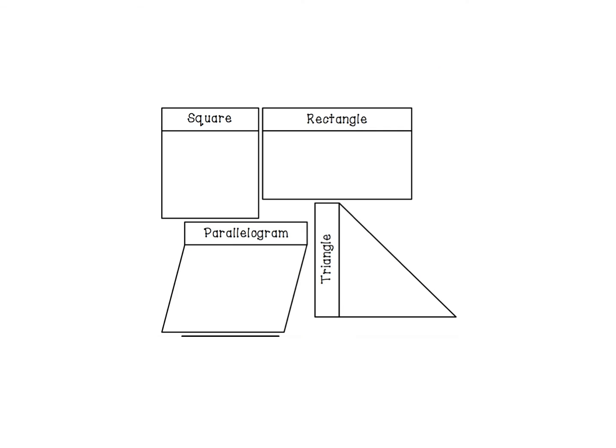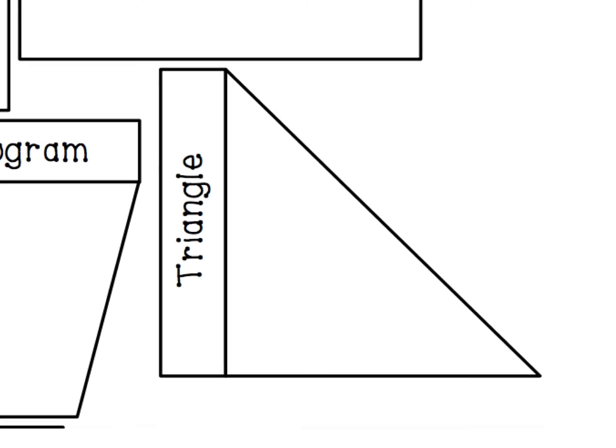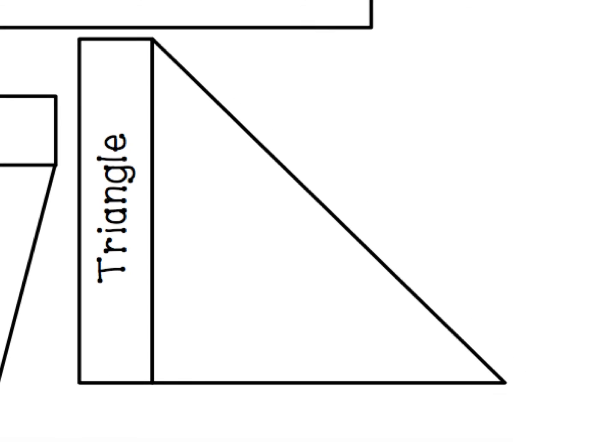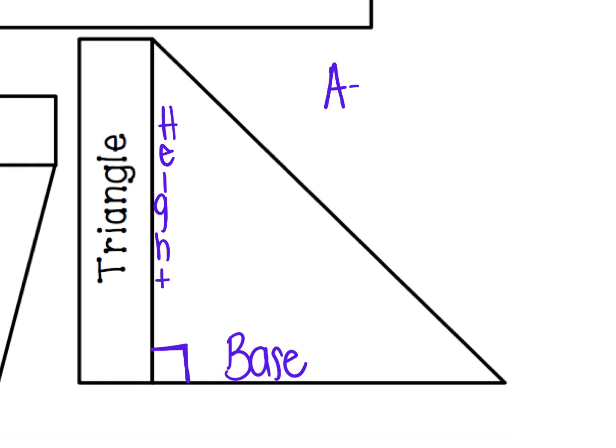Yep. All right, so last thing, we're going to go ahead and fill in our notes for triangle, and then the rest of the time is going to be yours to work. So go ahead on the outside of your triangle, label your base and your height with that right angle. And then on the inside, we're going to write that the area formula is base times height divided by 2.